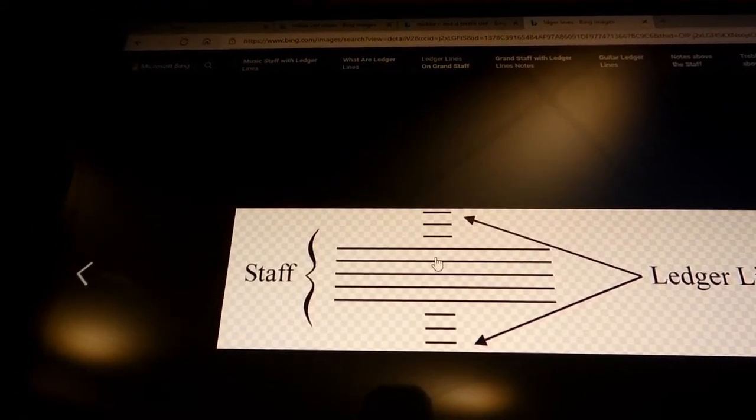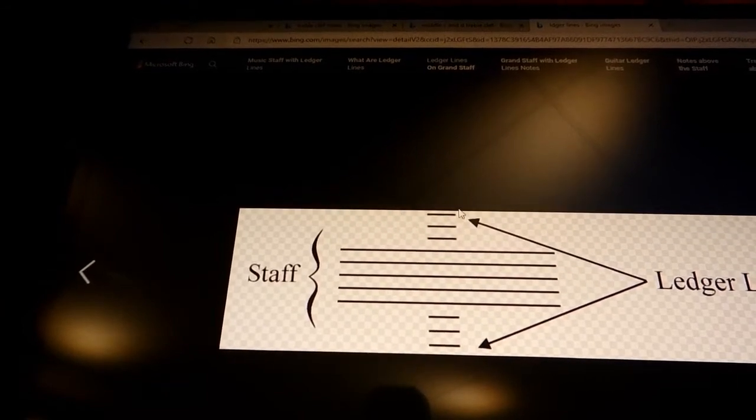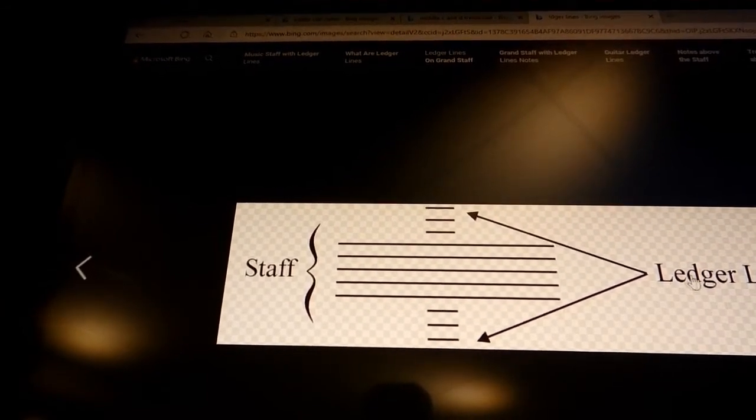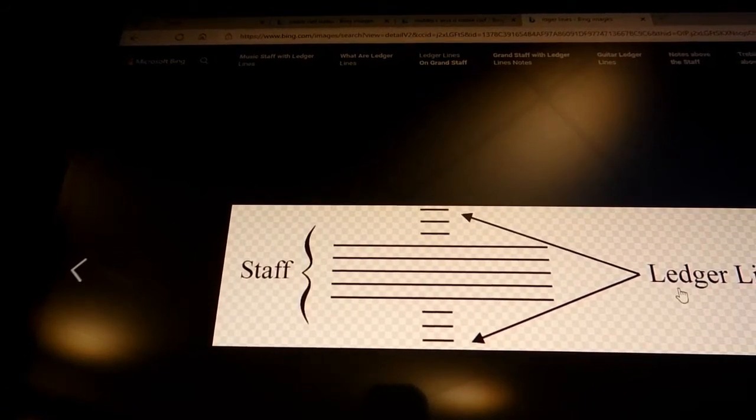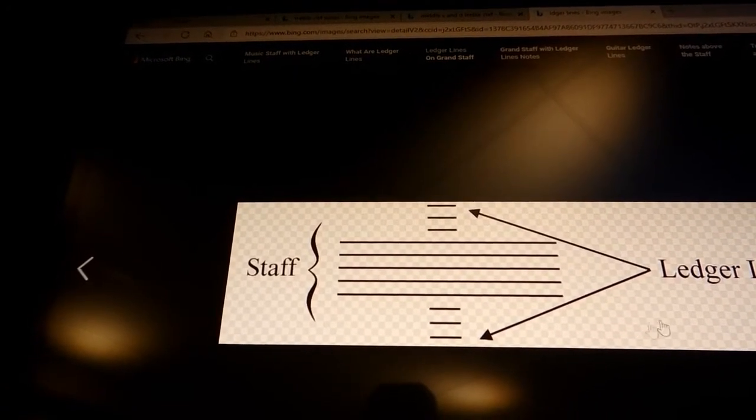Okay? Now as I mentioned, you can have spaces and lines both above the staff and below the staff. These lines above the staff and below the staff are referred to as ledger lines, L-E-D-G-E-R, ledger lines, okay?